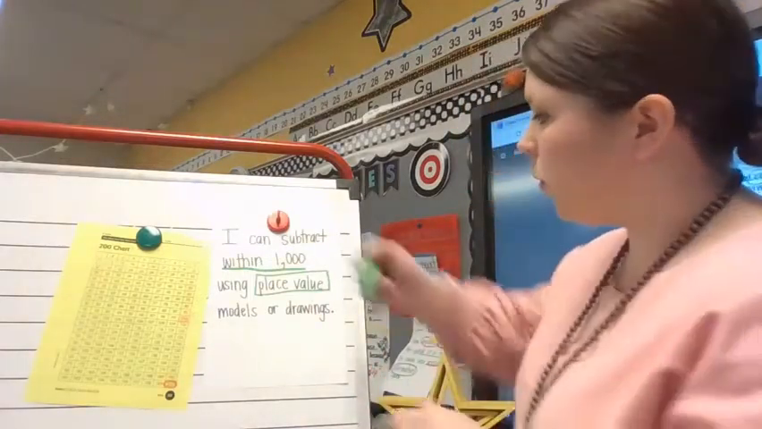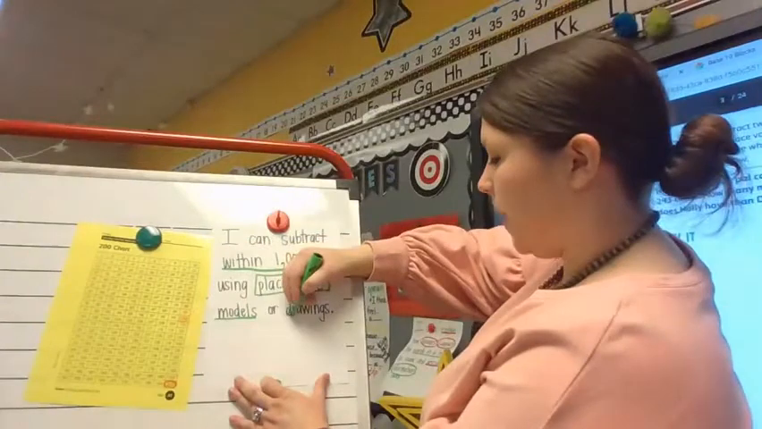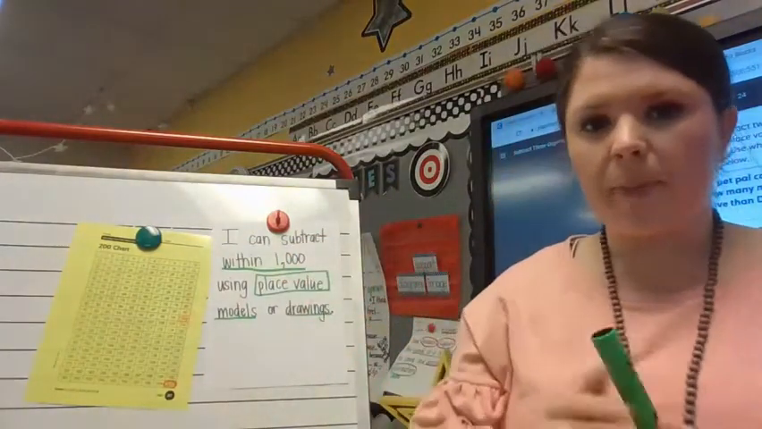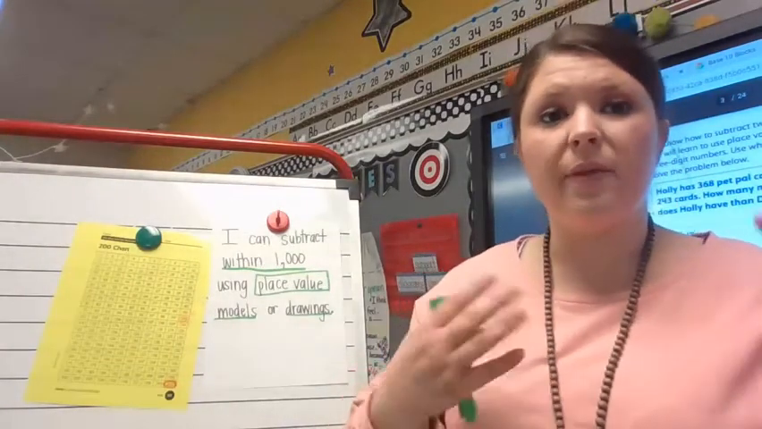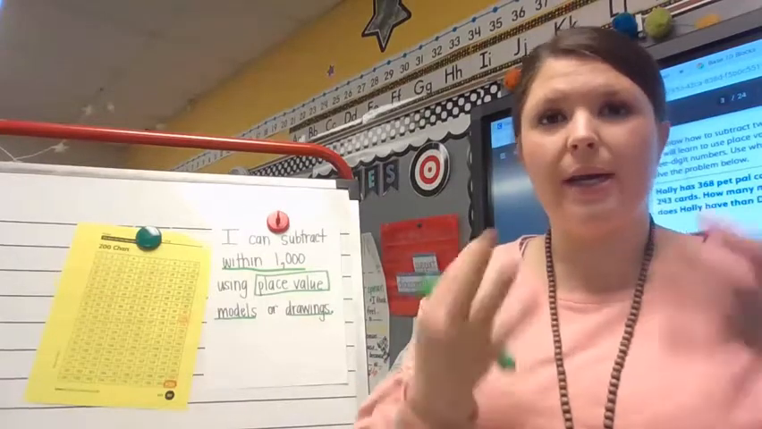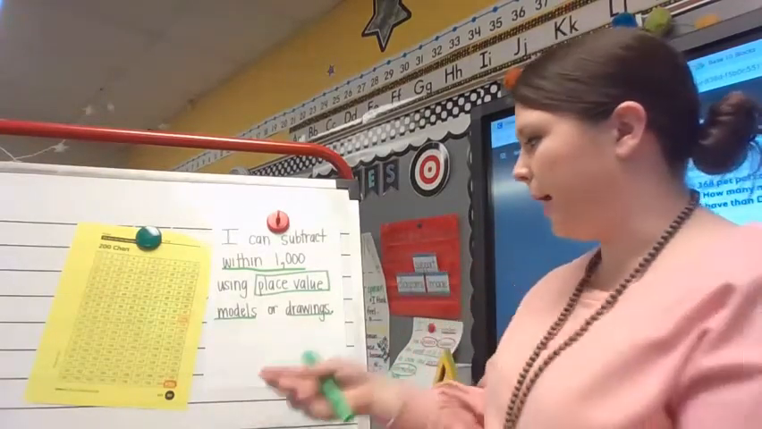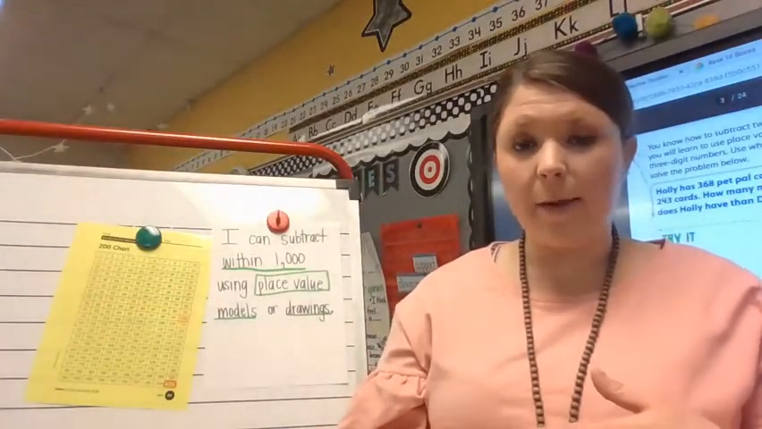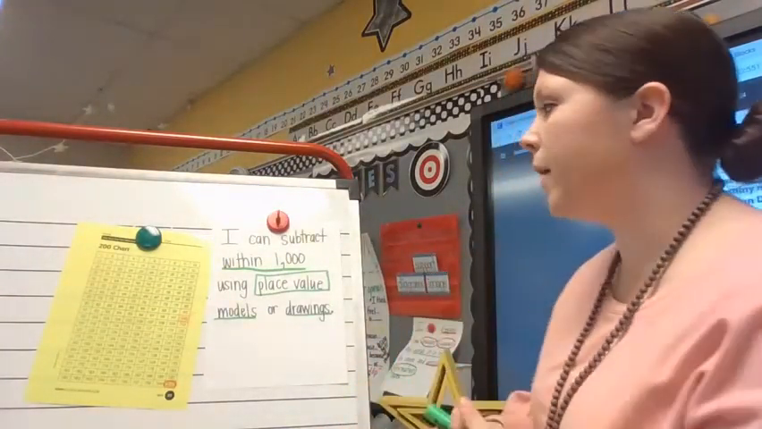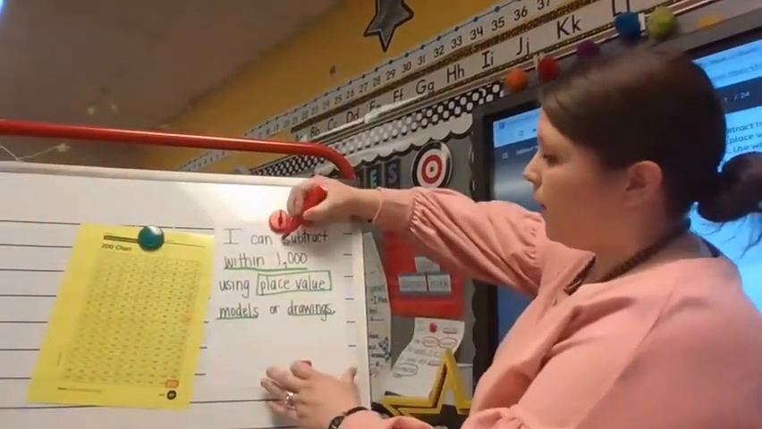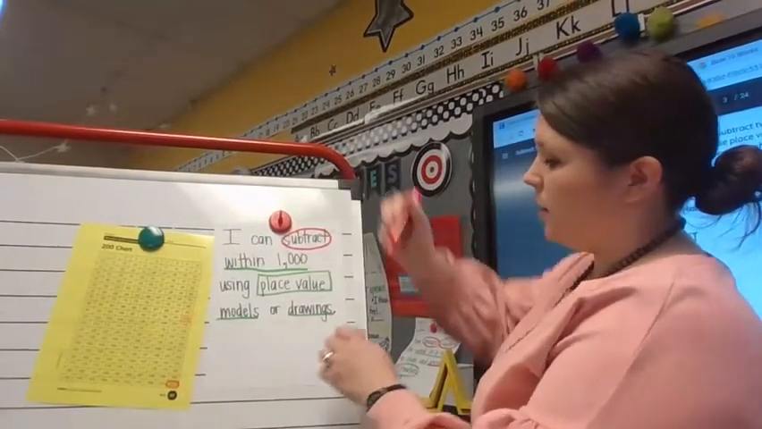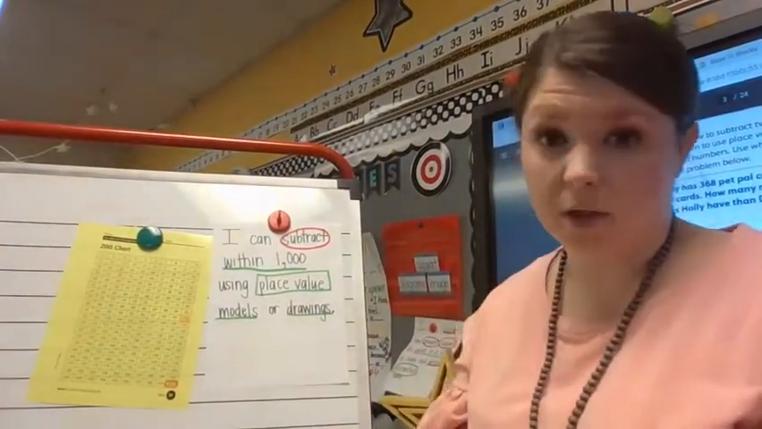All right, we've talked about models and we've talked about drawings also, haven't we? Models are those things that we are using, like our base 10 or place value blocks. You used them digitally, but that is a concrete model that you've had, okay? Drawings are like sketches that you create, okay? So we are going to learn about subtracting 3-digit numbers using models and drawings.